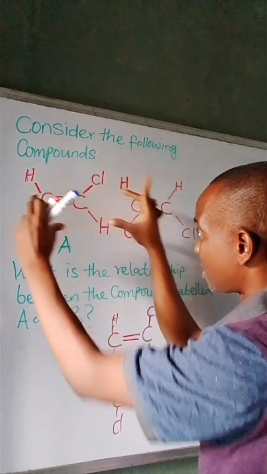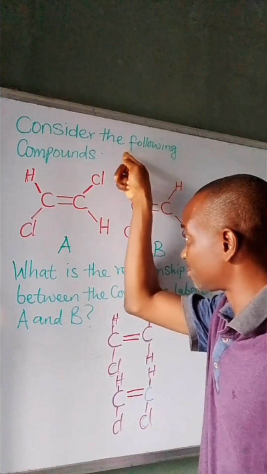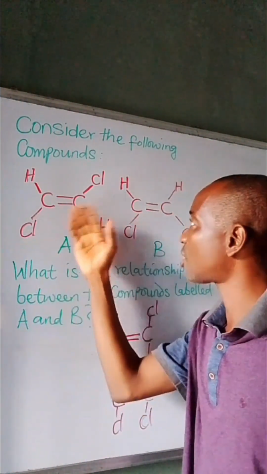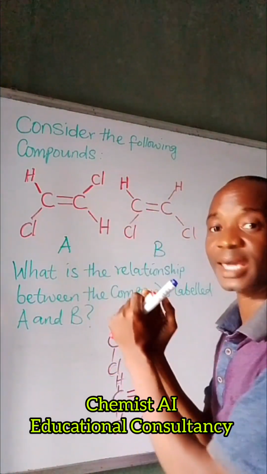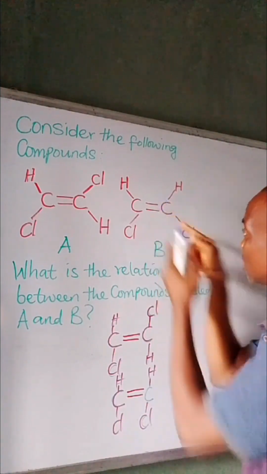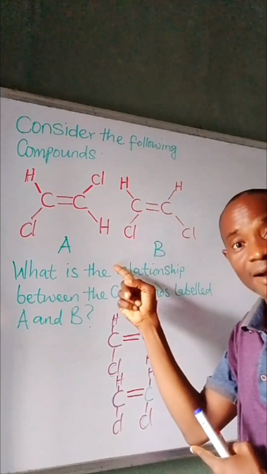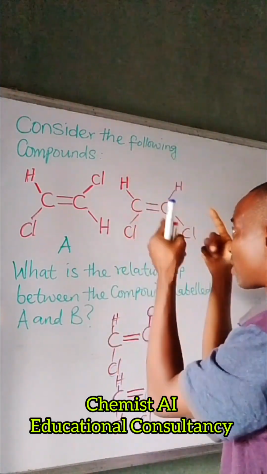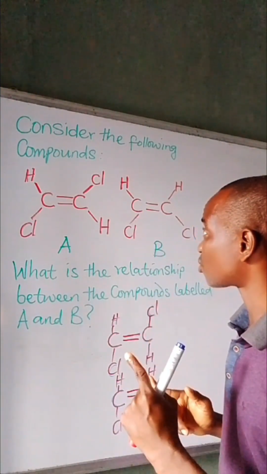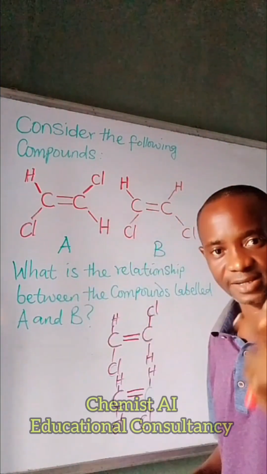So as this compound is, and this chlorine is up here, this one is down here, nothing will make this chlorine to come down again. And here, look at this chlorine is down and this one is down. Nothing will make one to go up and one to remain down. And that is why these two compounds are different.